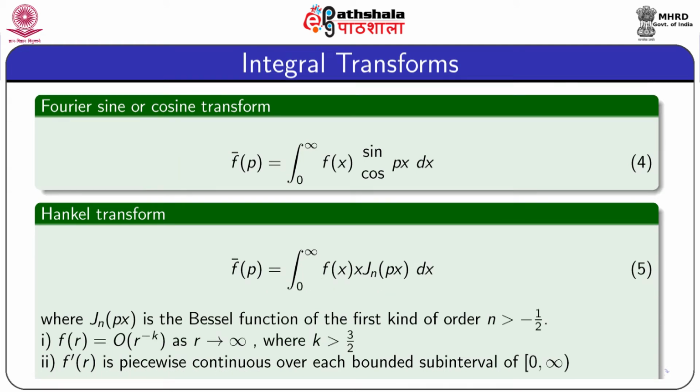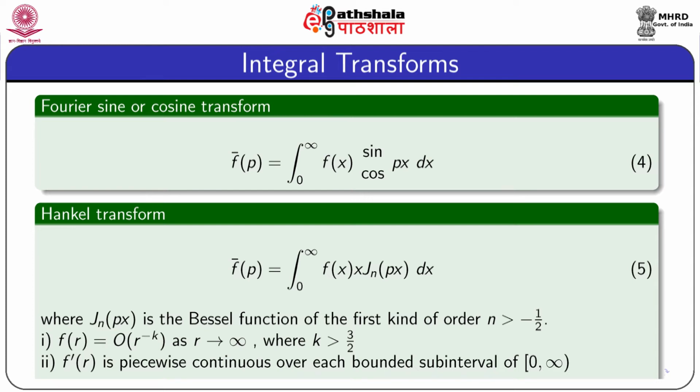In a similar way, we can define the Fourier sine or cosine transform. The transformation is given in equation number 4. The Fourier sine transformation is given by integration 0 to infinity f(x) sin px dx, whereas the Fourier cosine transformation is given by integration 0 to infinity f(x) cos px dx.